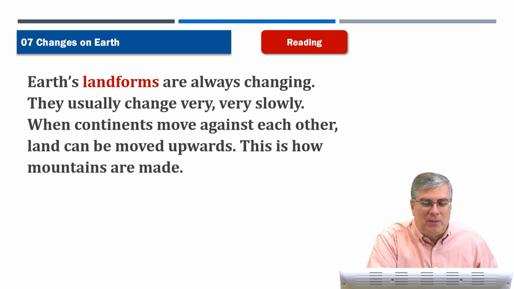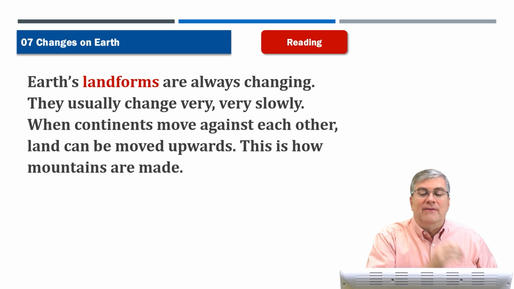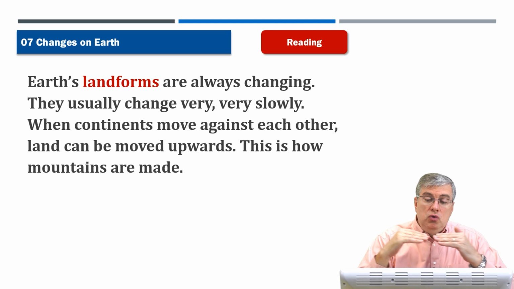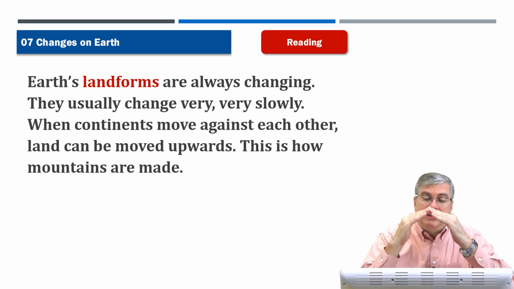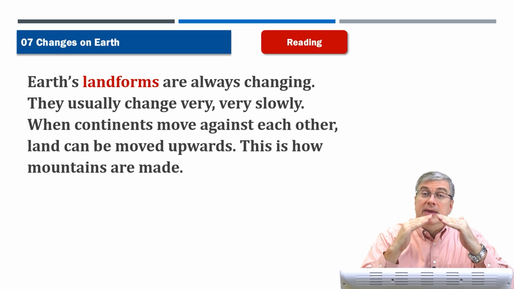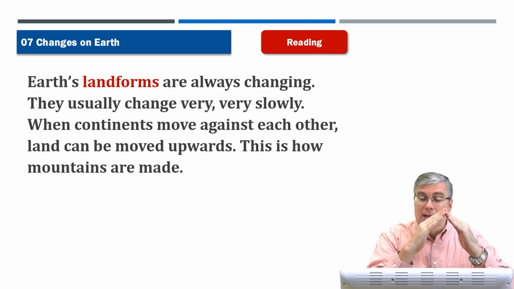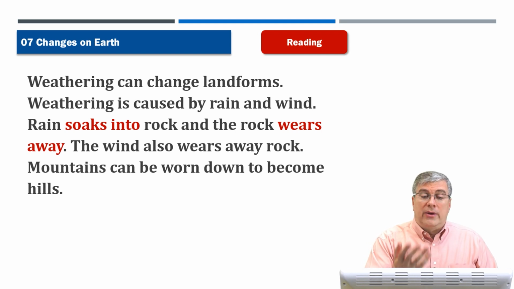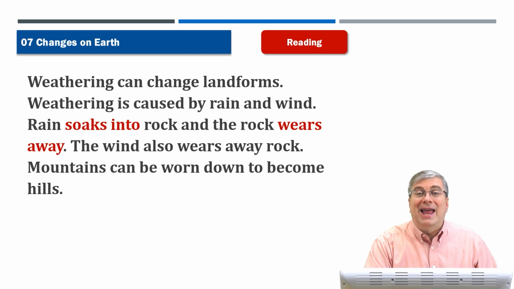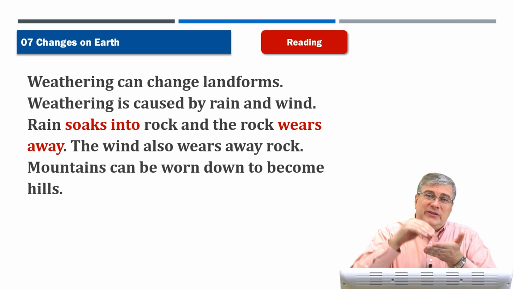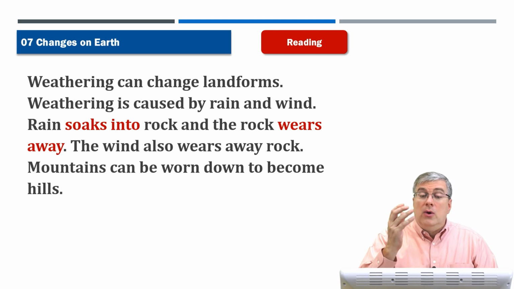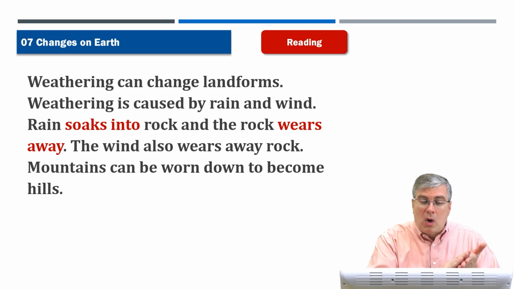Earth's landforms are always changing. They usually change very, very slowly. When continents move against each other, land can be moved upwards. This is how mountains are made. Weathering can change landforms. Weathering is caused by rain and wind. Rain soaks into rock, and the rock wears away. The wind also wears away rock.